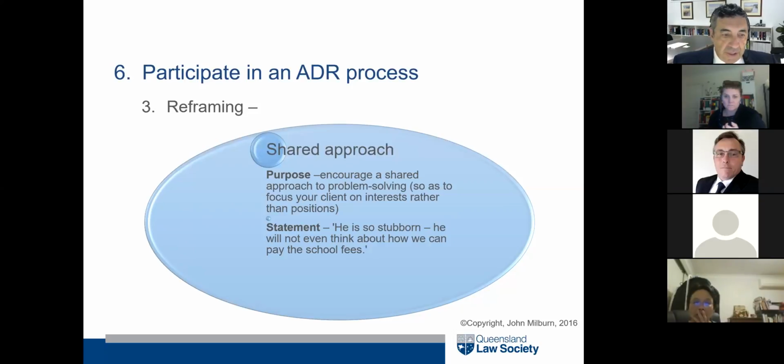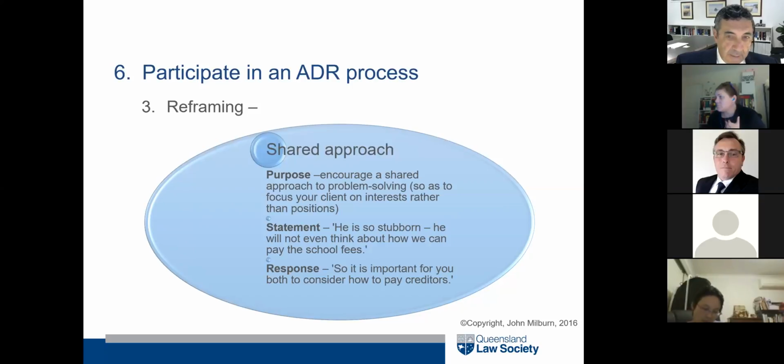What we try to do is use the phrase "both of you." So both of you, and what will happen then is that both will almost sit forward. Yes, okay, you're talking about both of us now. So what you're doing is you're sharing the approach, you're sharing the problem between them. So it's important for both to consider how we pay the creditors. Yes, somebody understands and we're in this together. So Ainsley says, you both want to pay the school fees. That's it. Good. Thank you.